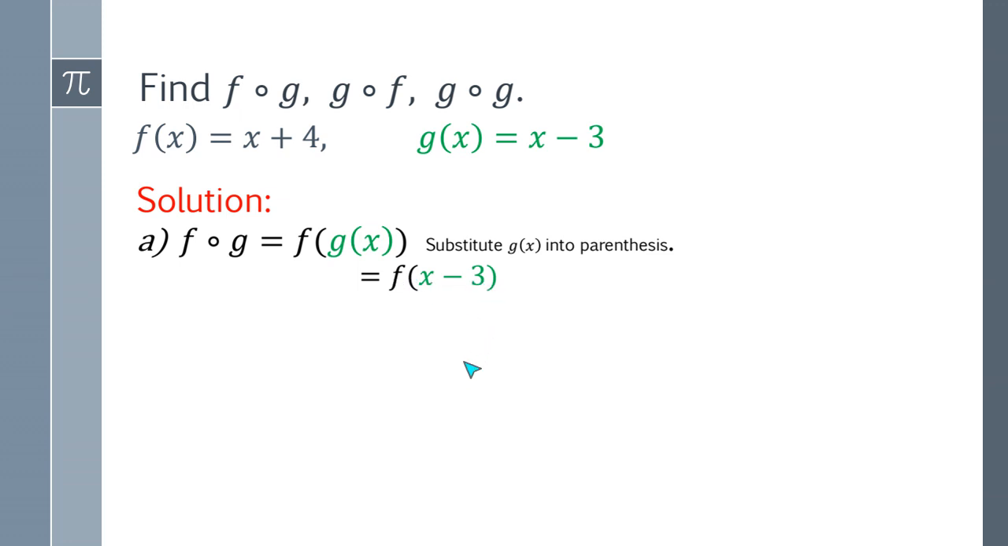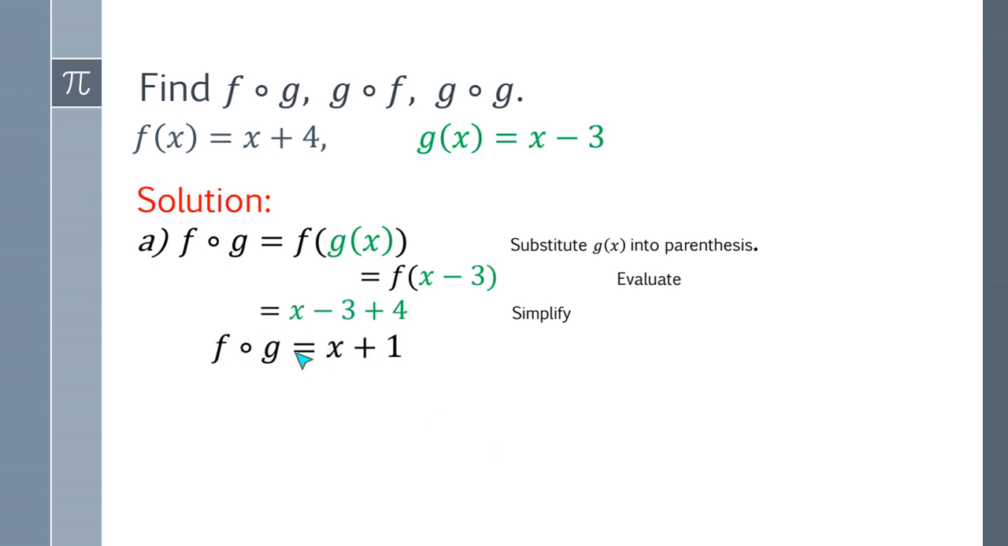What that means is you're going to take whatever is in the parentheses, all of this, and substitute it into the x for the function f. Okay, so let's go ahead and do that. Here I have an x, and wherever I see an x, I want to replace it with x minus 3. So that's what I wrote here, x minus 3. Then I have a plus 4. Now we simplify, so we get that the composition is equal to x plus 1.